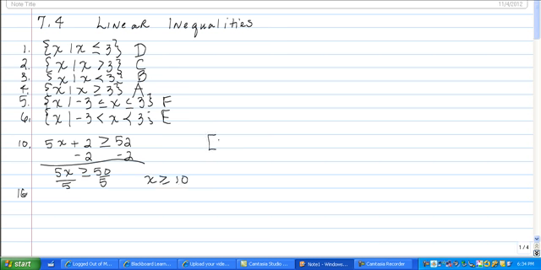So in interval notation, we're greater than or equal to 10. We're going from 10 to infinity. We want to include the 10, so we use a square bracket. And the graph would be with the square bracket on 10 or a closed circle. I'll put both of them here. Either one's fine in my opinion. And shade to the right.